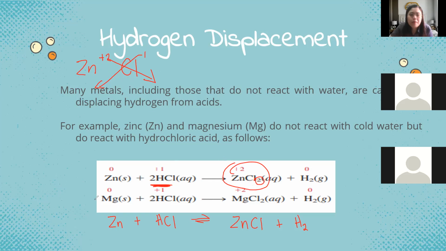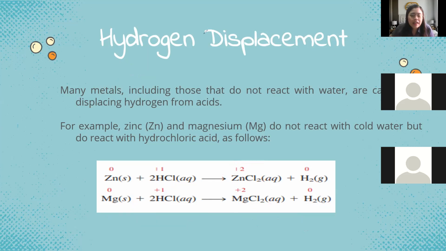So aside from zinc, magnesium is also more reactive than hydrogen. Thus, if we place magnesium in a hydrochloric acid solution, then there is a possible reaction na mangyayari. Papalitan ngayon ni magnesium si hydrogen, and you will have there the magnesium chloride. And just like the zinc chloride, since magnesium is positive 2, syempre magkakaroon din siya ng subscript here. And hydrogen will be displaced.